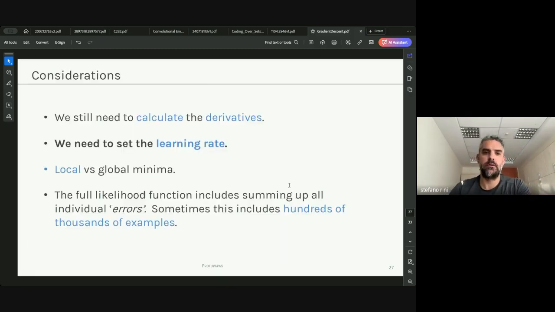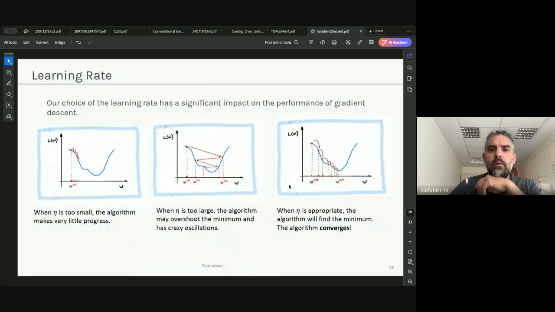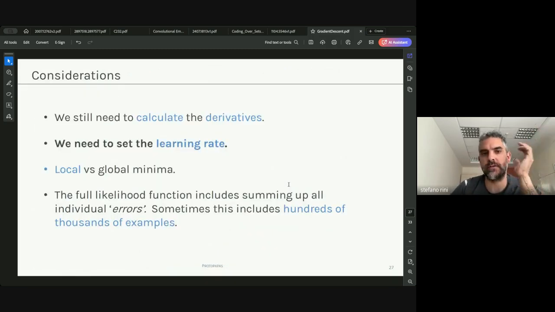So once we do this object, we get the full derivative, and now we can move, guys. Just a second. Now we can move, we have the calculation of the derivative.